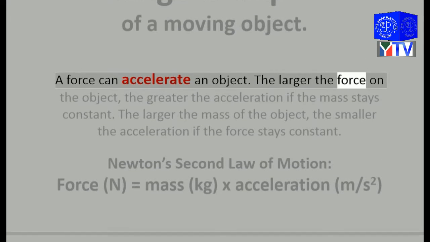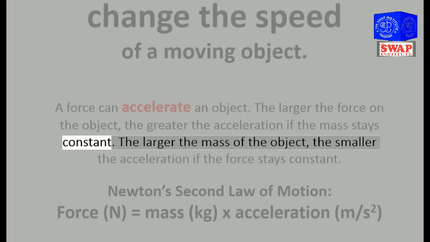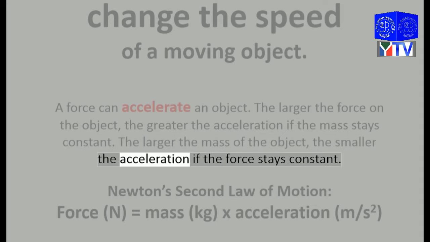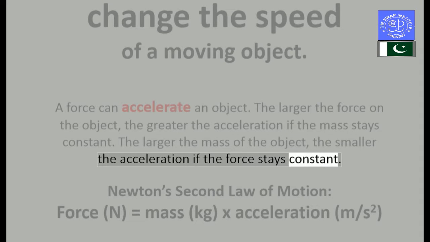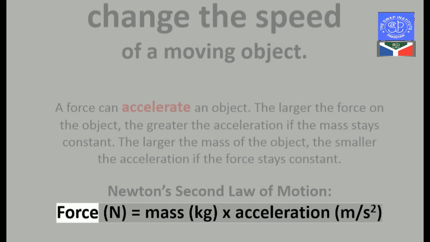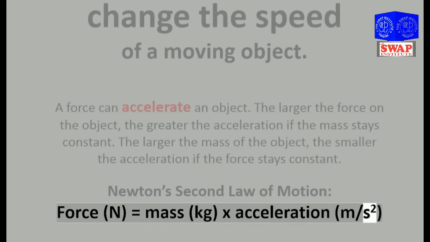The larger the force on the object, the greater the acceleration if the mass stays constant. The larger the mass of the object, the smaller the acceleration if the force stays constant. Newton's second law of motion: force (N) equals mass (kg) x acceleration (m/s²).